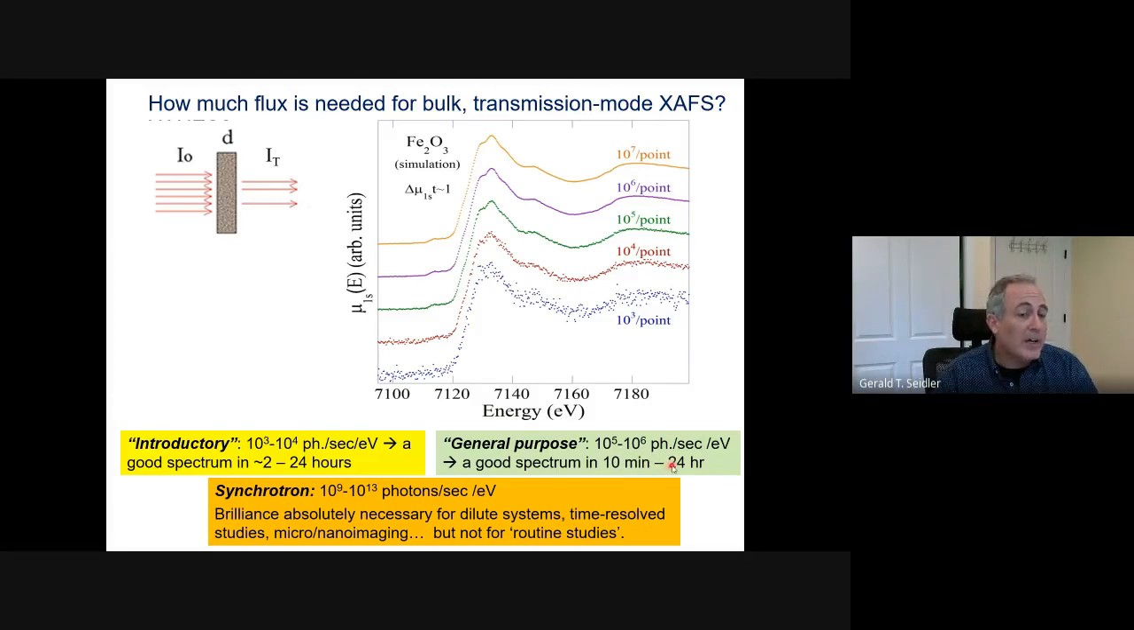sample wasn't very concentrated. Well, the synchrotron is at 10 to the 9 to 10 to the 13 photons per second in a 1 eV band. Now, that flux and brilliance is absolutely needed for dilute systems and time-resolved studies and micro and nano imaging, but it's not needed, I'm going to show you, for routine studies where you have a concentrated bulk sample and you're not in a rush.